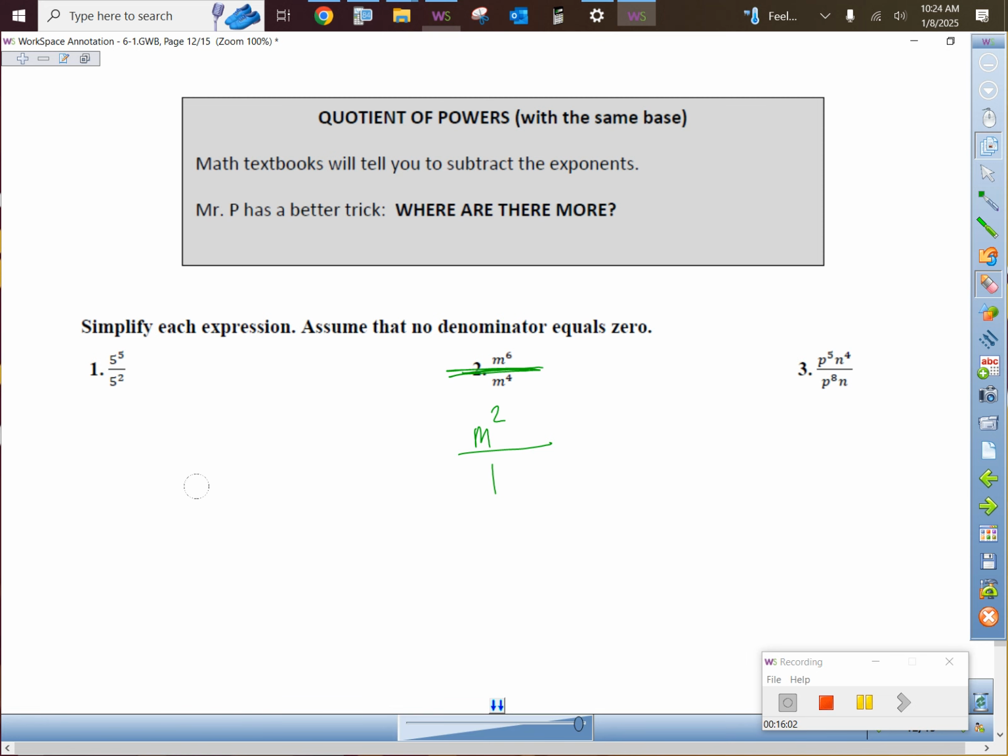Number 3, they have p's and n's. We're just going to go one at a time, just like before. Let's start with a fraction bar. Boom. And let's roll with p's. There are 5 p's upstairs. There are 8 p's downstairs. Where are there more p's? Downstairs. How many more? 3. That's the name of the game, baby: where are there more?